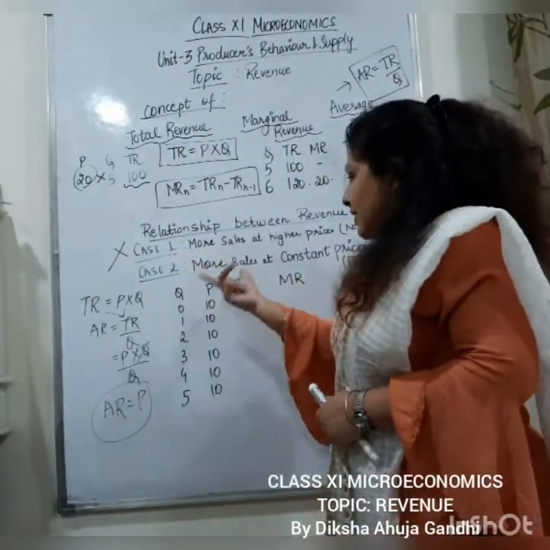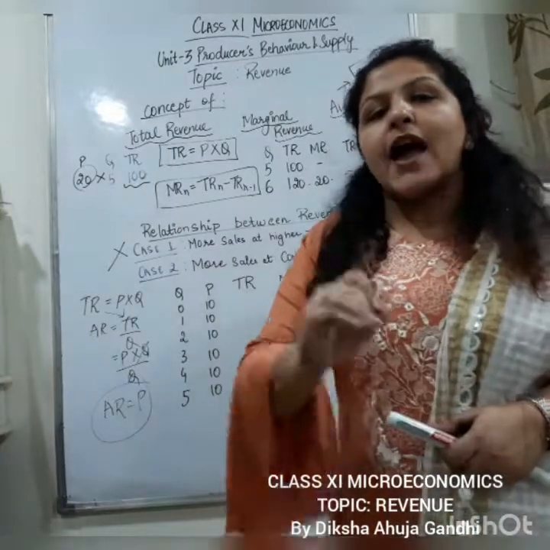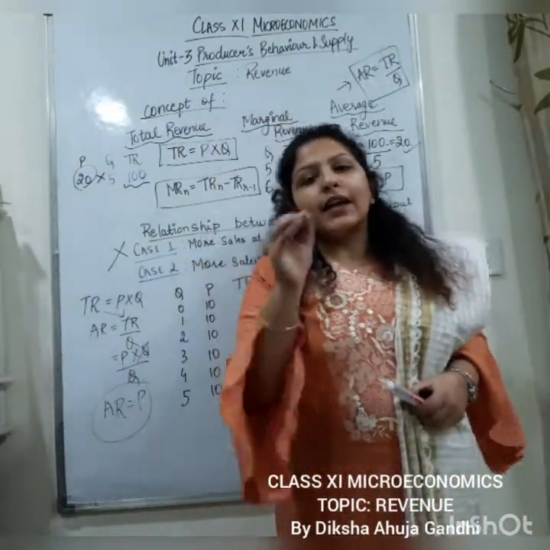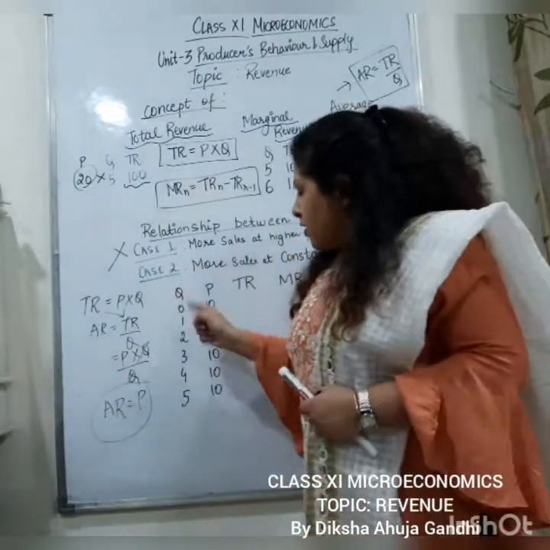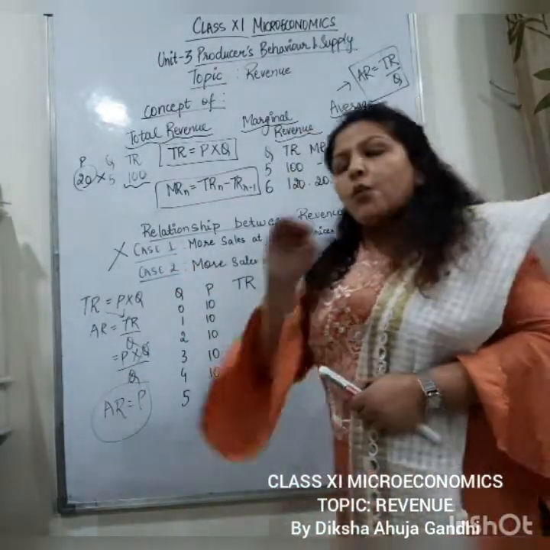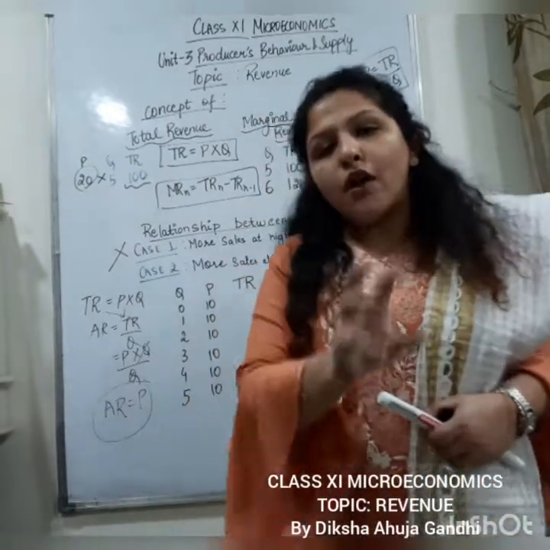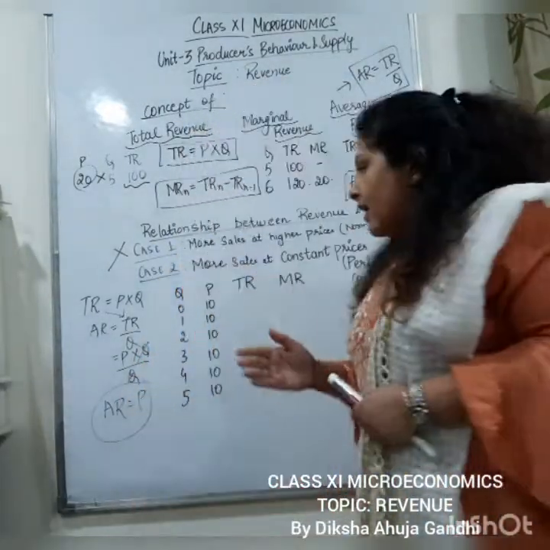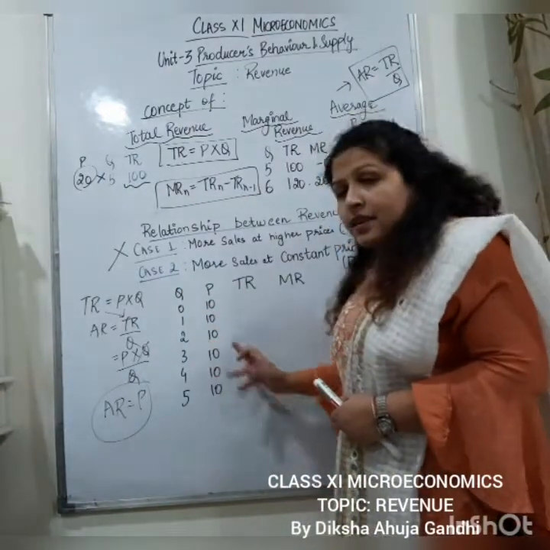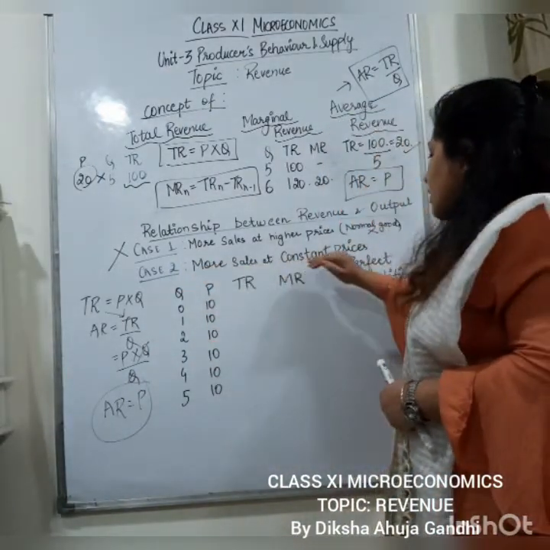Our second case is more sales at constant prices. This is the idealistic situation in which we are saying the firm can sell more at the same price, right? Whatever the quantity he will sell, all the firms are selling the quantity at the same price, right? Any quantity they sell at the same price. So more sales at constant prices.